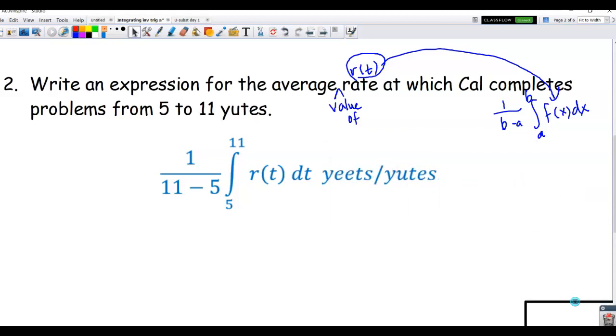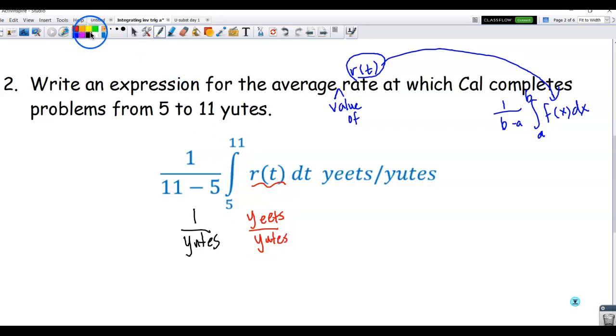This time the units are yeats per utes. And let's figure out how those units come to be. So if you look at the 1 over 11 minus 5, we already established before that 11 minus 5 are the utes. So we have 1 over utes. And then the r of t itself is measured in yeats per utes.